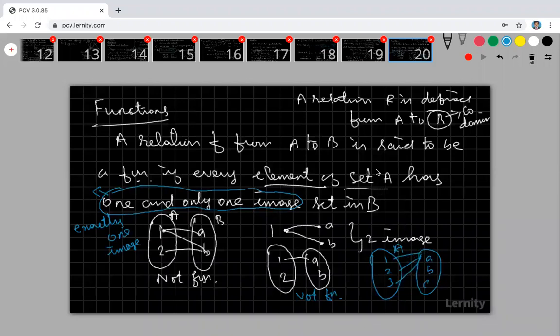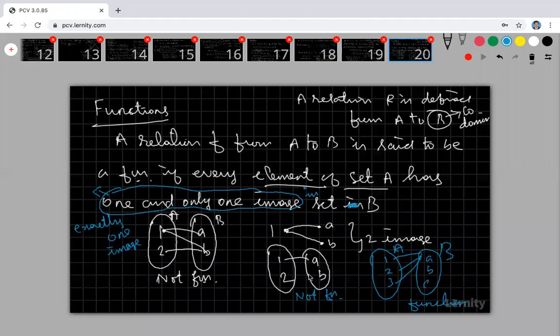Okay, look at the definition. I'm not discussing anything about my B. Every element of set A has one and only one image in set B. So therefore this is a function.